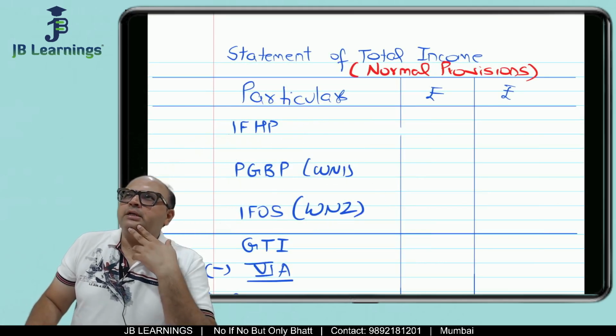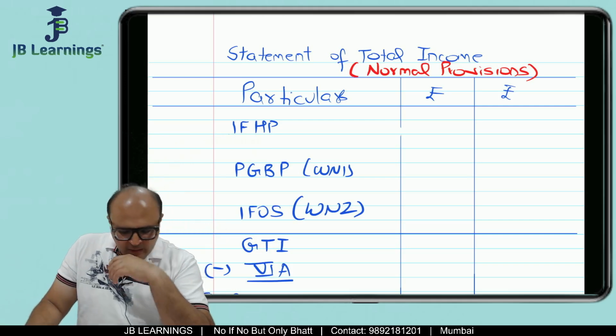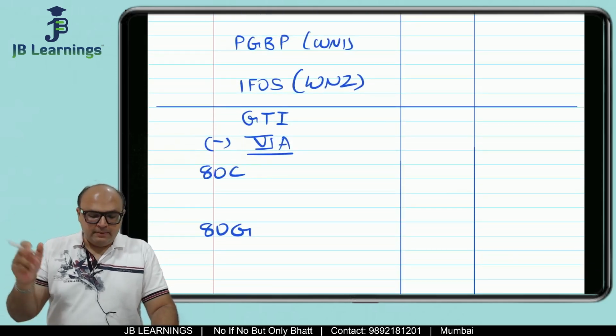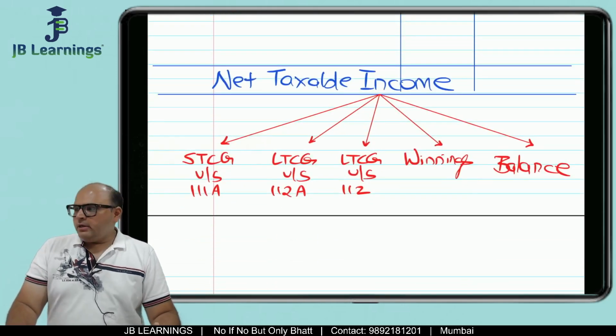Do we have capital gain in this question? No. Do we have income from salary in this question? No. So those two things I have not written. Then in Chapter 6A, there is 80C, yes, if you remember PPF. 80G, yes. And that's it. And then we are supposed to calculate tax also.